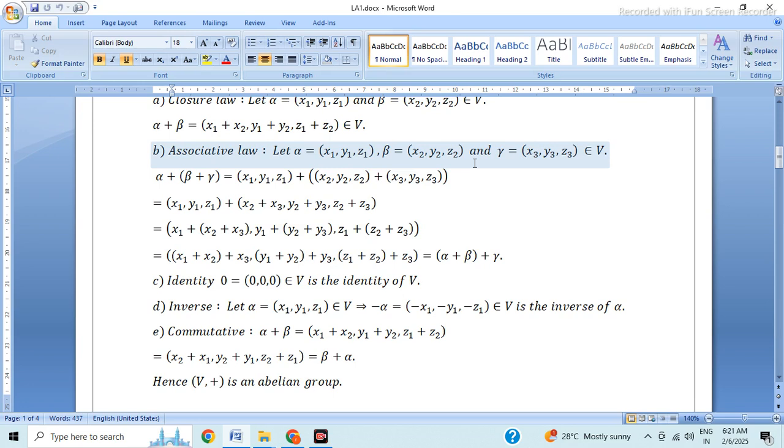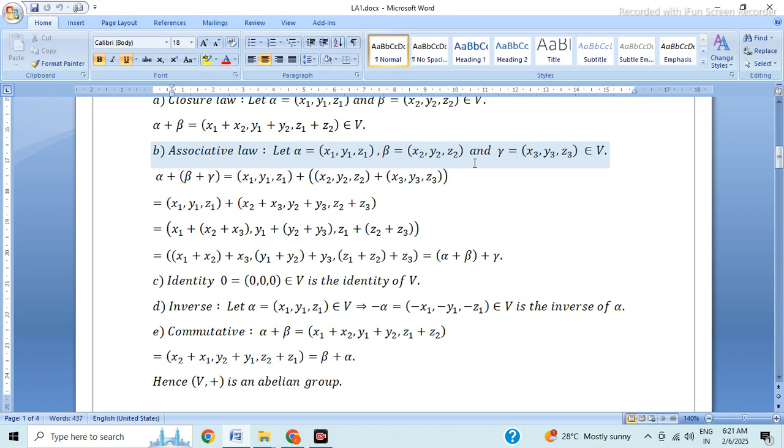First, what have we shown? Closure law. What is closure law? If you take two vectors alpha and beta, then we have shown that alpha plus beta belongs to V. Now, the next condition is the associative law. We are doing it in addition. Then what should the associative law be? Alpha plus beta plus gamma.